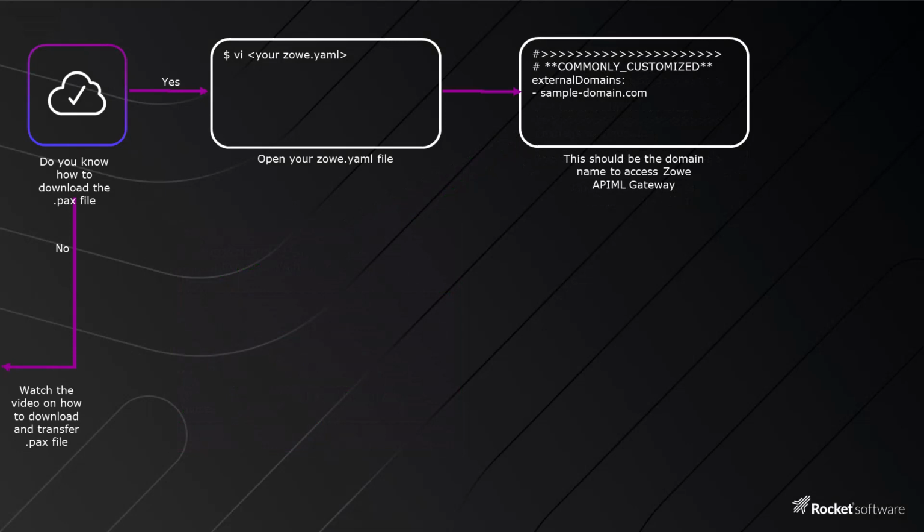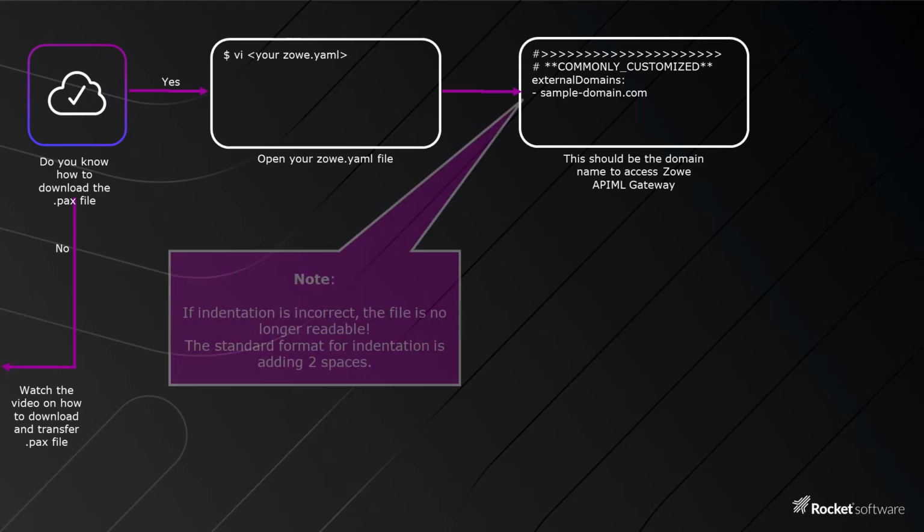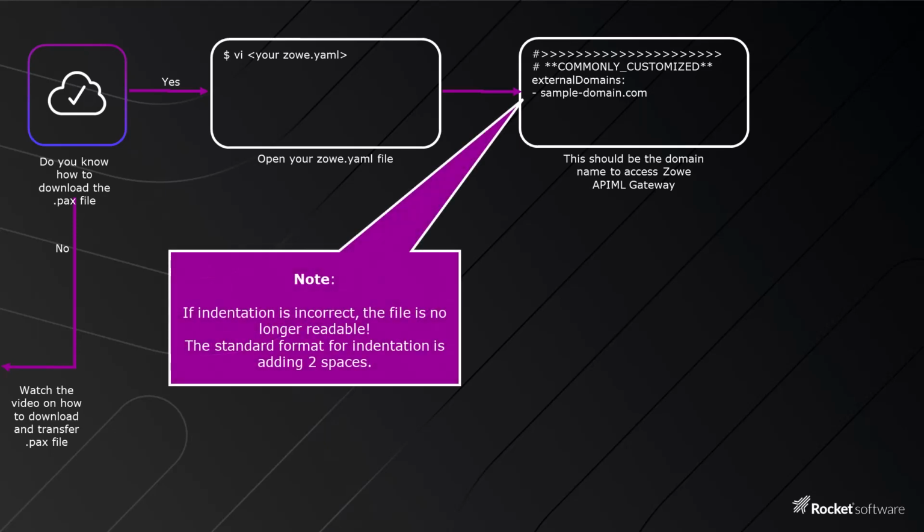External domains. You can list your external domains, how you want to access Zowe. External domains should be a list of all the host names you would use in a client, such as a web browser, to access Zowe. This should be the domain name to access Zowe API gateway. Note: YAML is indentation sensitive, and hence, while uncommenting a parameter, you must consider the space that is being removed or added. If it is not indented properly, it is no longer readable by the script.